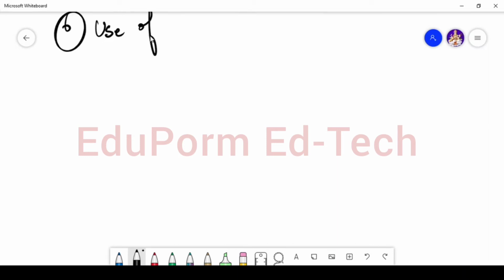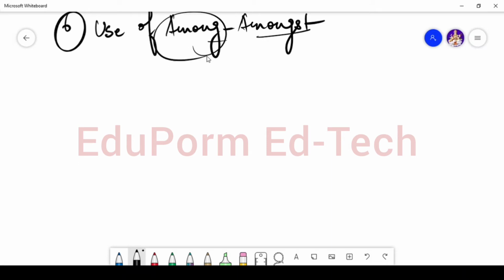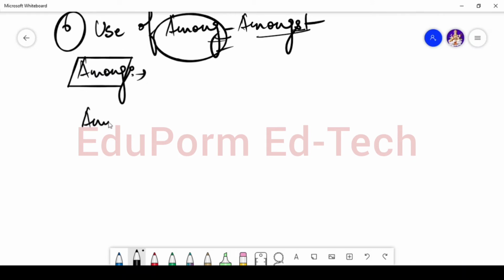The next use is the use of among or amongst. Okay, amongst. You just have to add st at the end of among. So first is among, the second one is amongst.